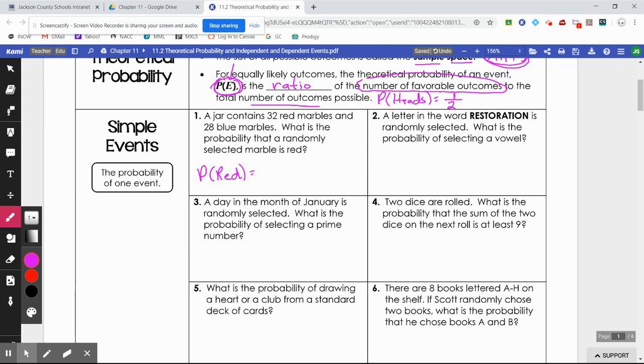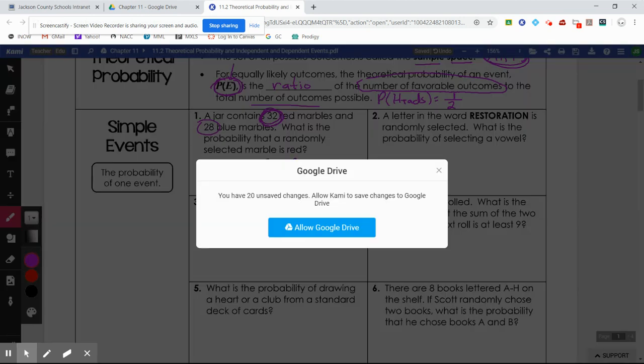And again, we ask ourselves, if we're drawing a red from this jar, how many different reds could we draw? There's 32 total favorable outcomes, 32 red marbles, out of the total number of outcomes. We know there's 32 reds that I could draw, and 28 blues that I could draw, so 60 total marbles. So the probability is going to be 32 out of 60, which can be reduced to an 8 in 15 chance.